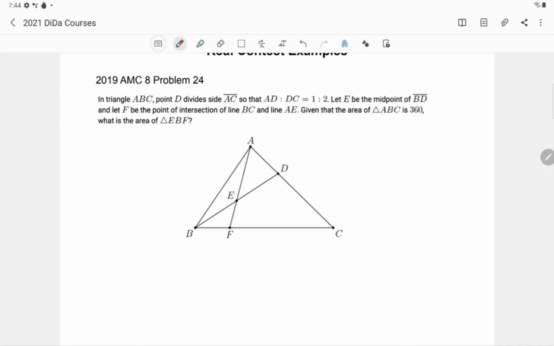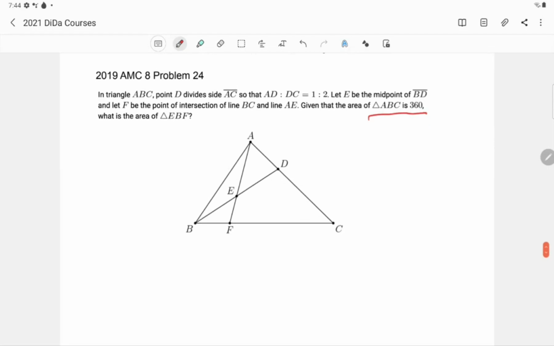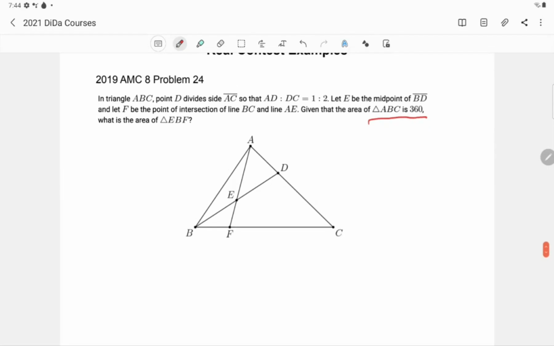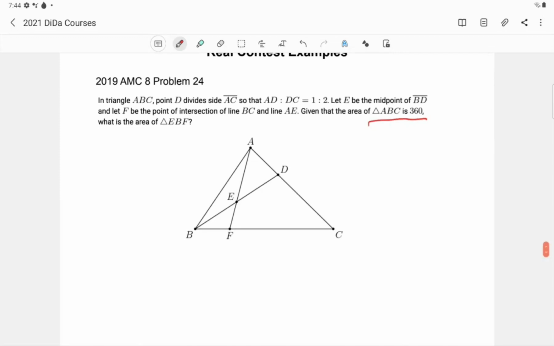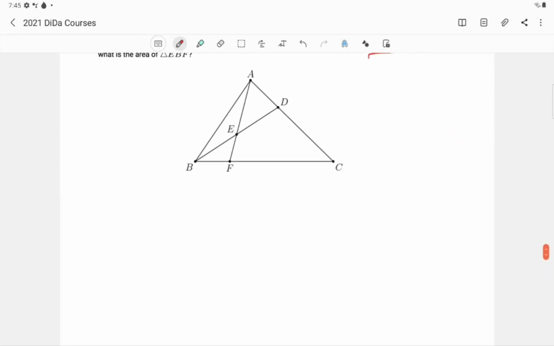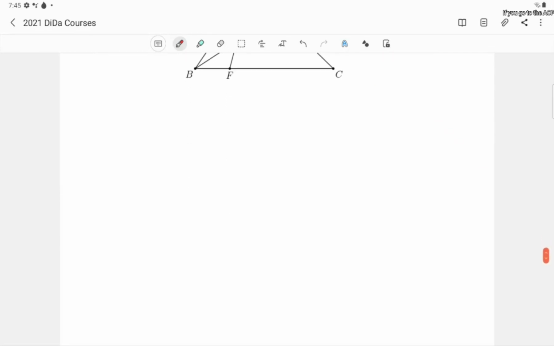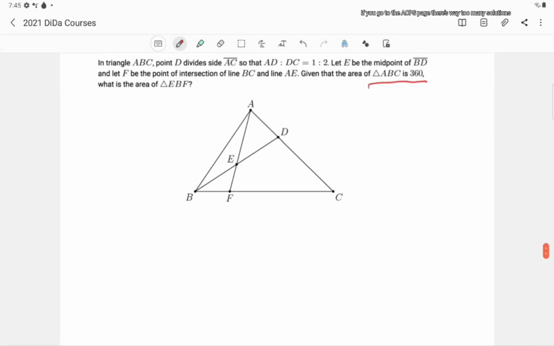It's about area, but it's still a very straightforward application of MPG for this one. It's just the first case. It's just the concurrent Cevians application. Okay, right. Does this look familiar to you?